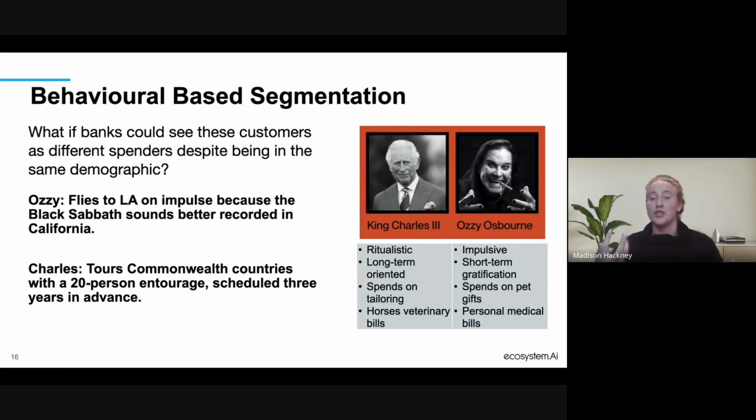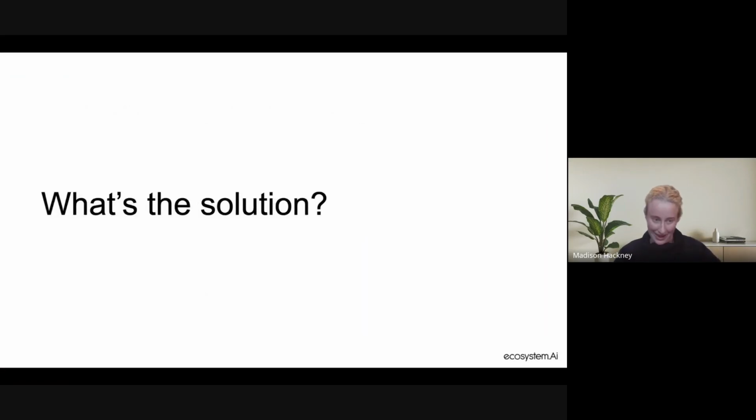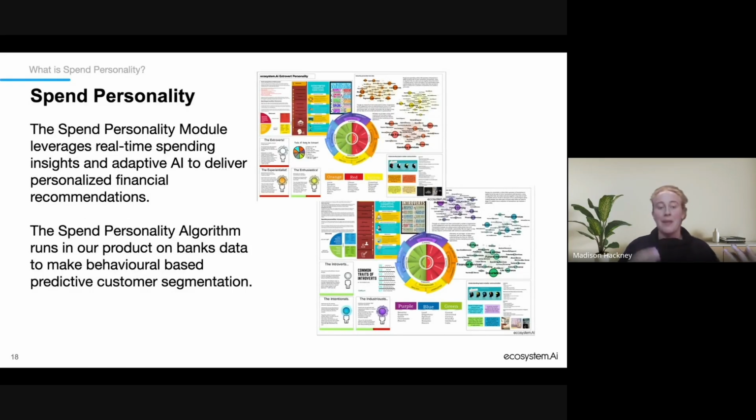Now, what's the tool for banks to understand their customers from a behavioral perspective and better understand them beyond demographics? The answer is spend personality. Spend personality is a behavioral segmentation method that categorizes customers based on their spend patterns, the rhythm, and the purpose of their spending. It's not just what they buy, but how and when they spend their money. So it's important to note here that what this module does, the spend personality module, is augment customer data.